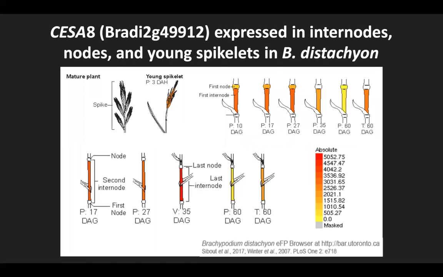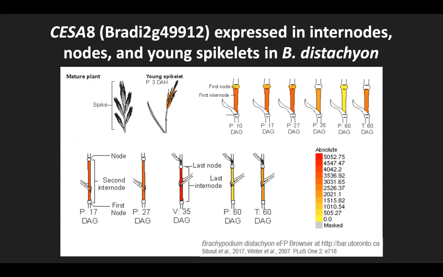So from RNA quantification studies, we know that CESA8 is expressed in internodes, nodes, and young spikelets. Higher expression of CESA8 is seen in young spikelets as indicated by the orange coloring, but this expression ceases in a mature plant. In addition, CESA8 expression increases in internodes as the plant becomes more mature, but then decreases at some point in time. Thus, we come across one of the limitations of using RNA quantification to track gene expression.